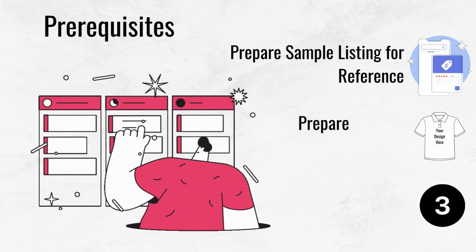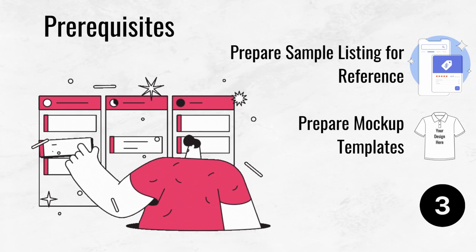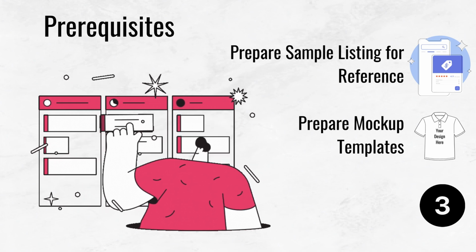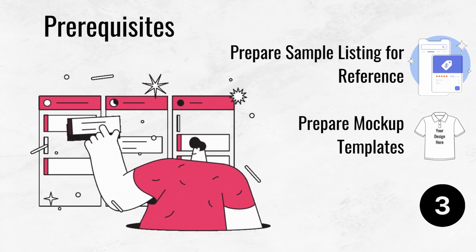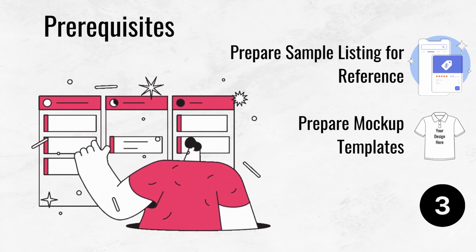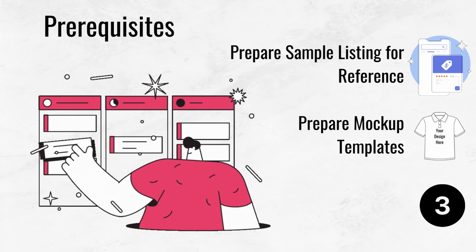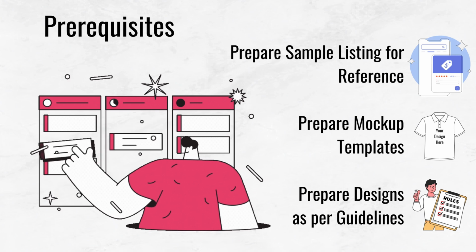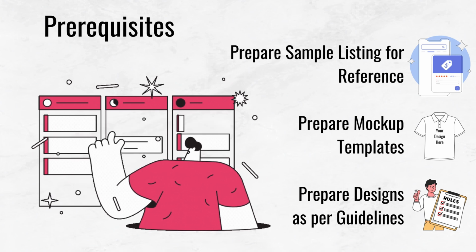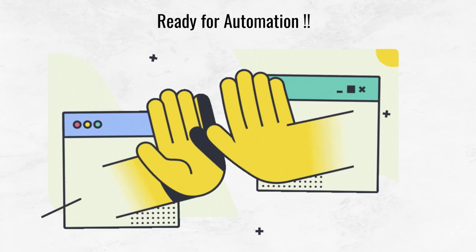Second, prepare templates for generating product mockups. You can use actual images purchased from Etsy, Creative Fabrica, or any other portal that sells product mockups. In my personal opinion, you should invest in high quality mockups. It's totally worth it. Third, prepare your listings to match Printify's guidelines. This ensures everything will run smoothly when we start automating the process.